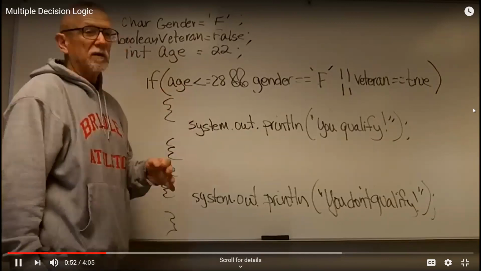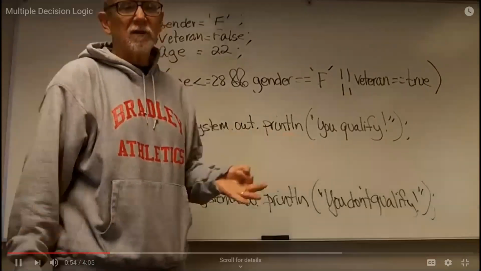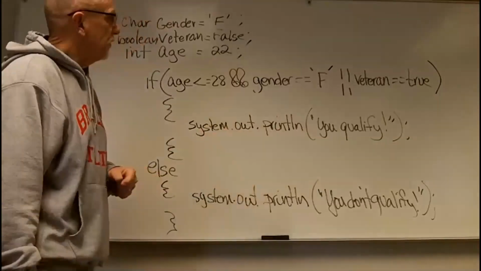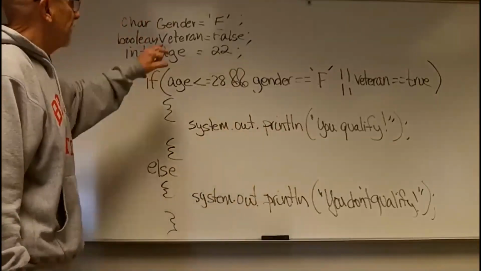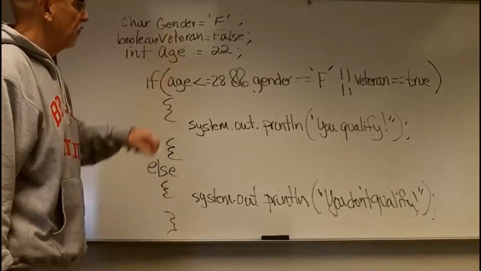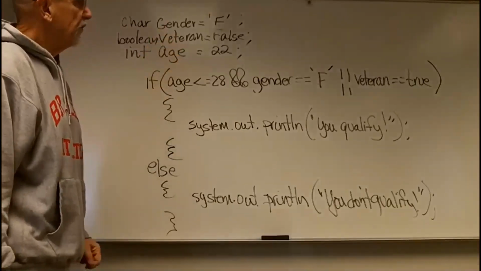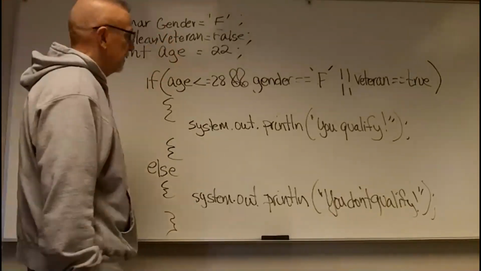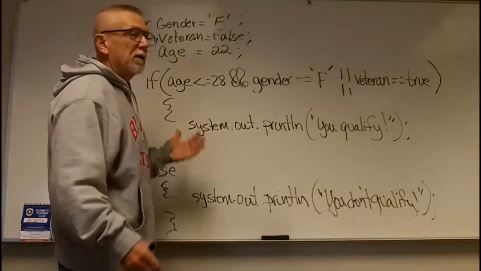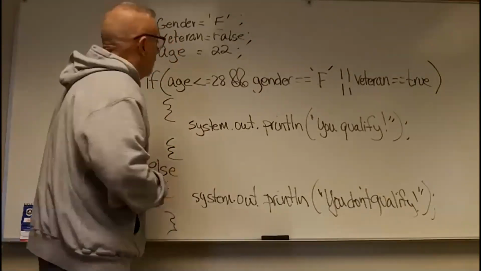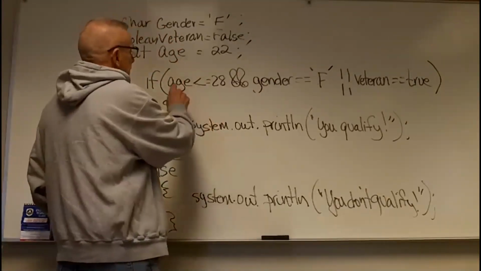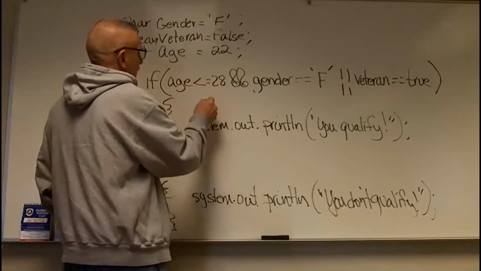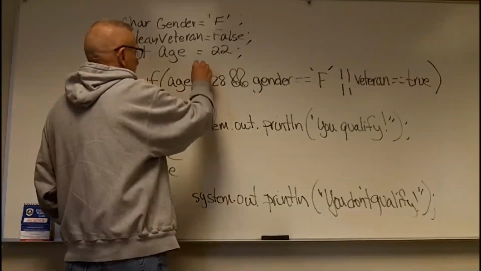So now, giving you a couple seconds, which one do you think this person, this female that's not a veteran and is 22 years old, does she qualify for, let's say, financial aid? And the answer is, who knows? Well, let's assess it. Is age, okay, so age is 22 less than 28. 22 is less than 28.